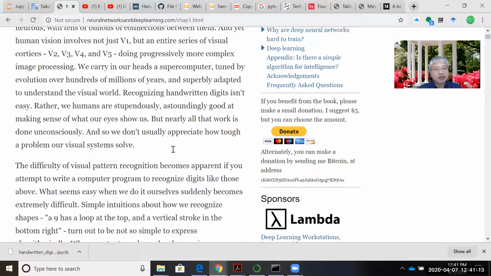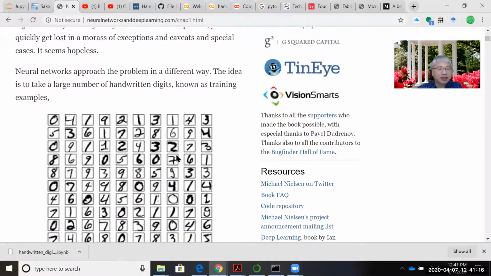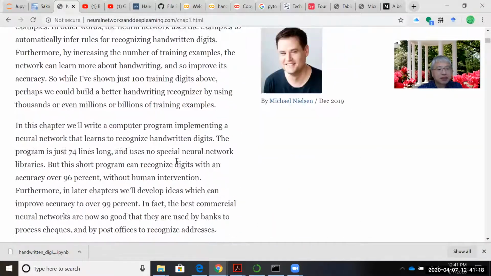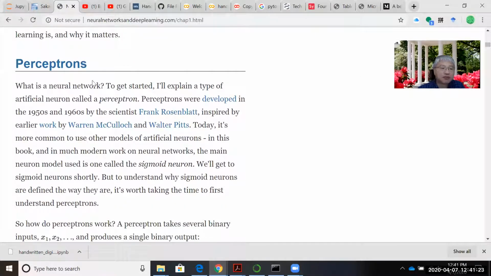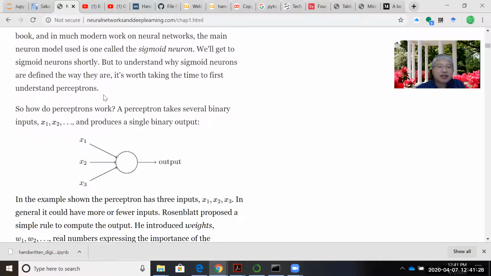So if we look at the individual neuron, the simplest example is something we call a perceptron. You can think of it as a logic gate. For example, I have three inputs, x1, x2, x3, and then there's an output, which could be 0 or 1.